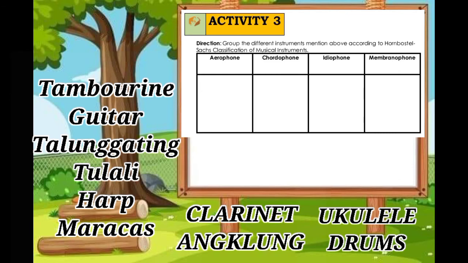For the activity number 3, group the different instruments mentioned according to Hornbostel-Sachs classification of musical instruments. You have to write the instruments to their proper column.